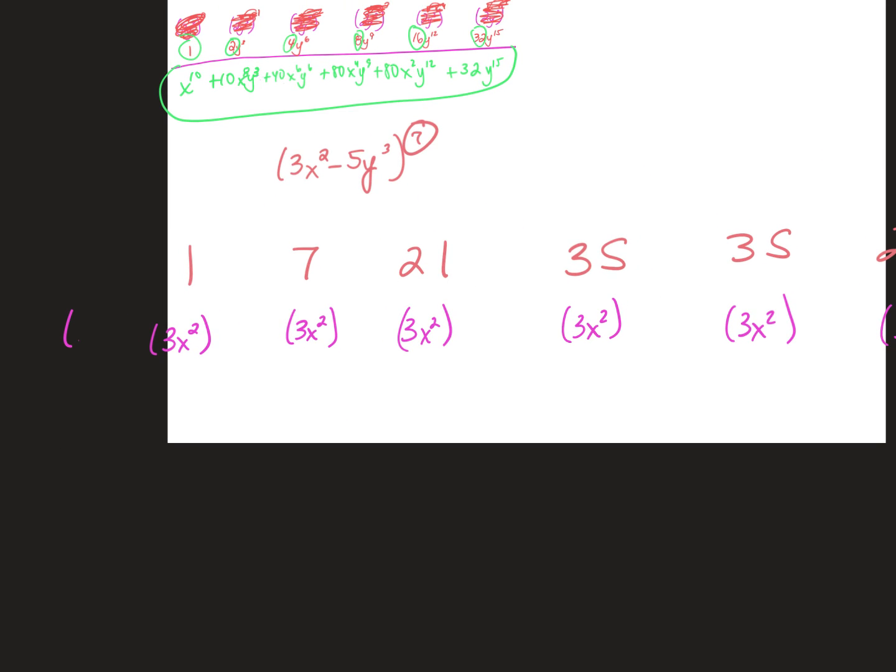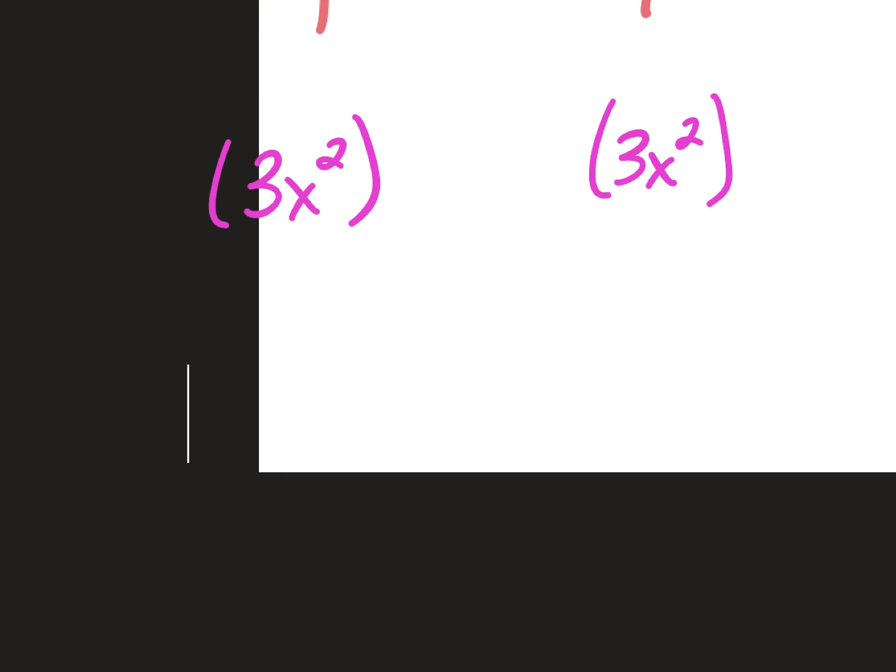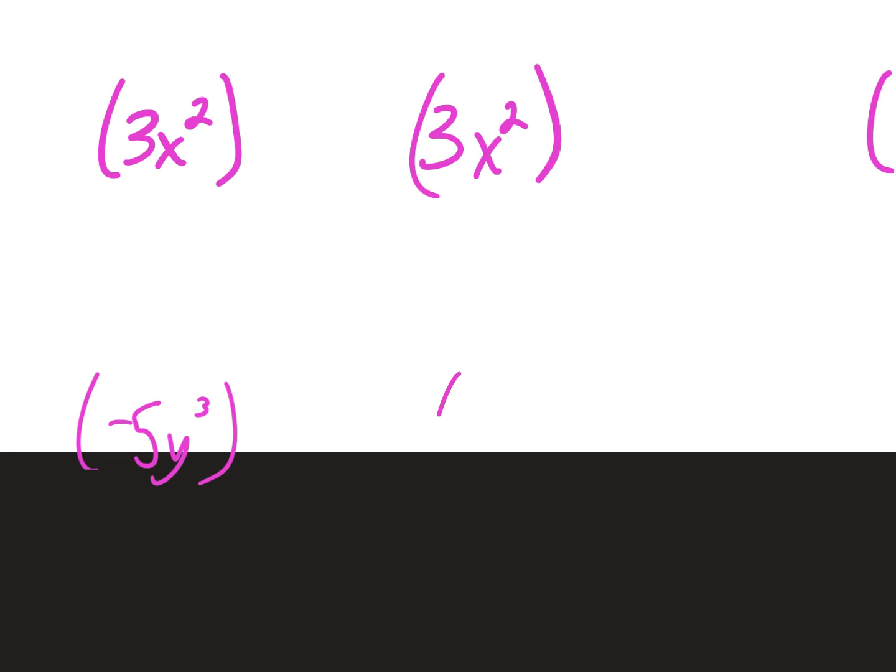Now what do I do? I take the second term. Negative 5y cubed. Guys, that's a negative 5y cubed. I have a negative as my second term. What should my answer have sign-wise? Alternating. Good.